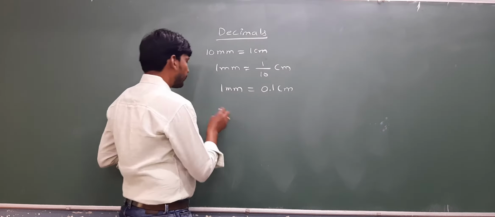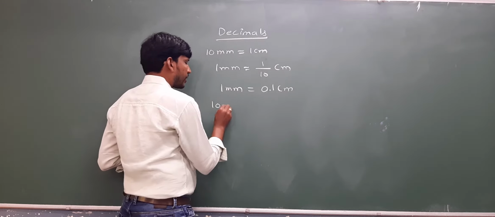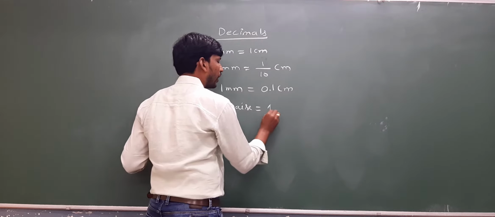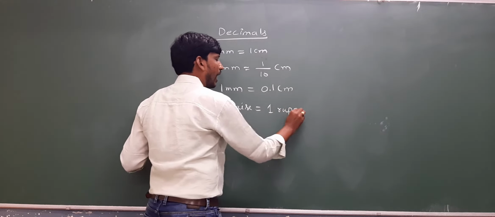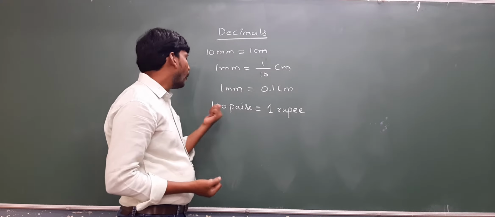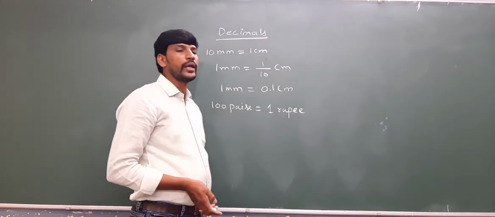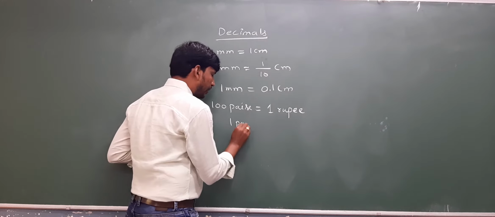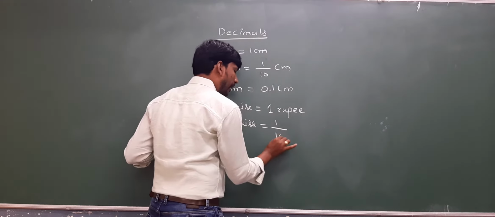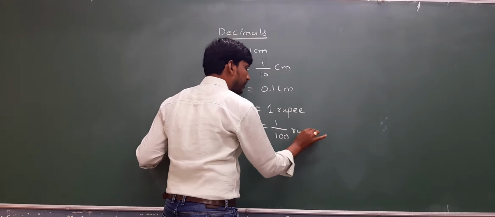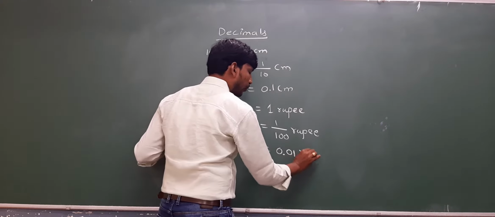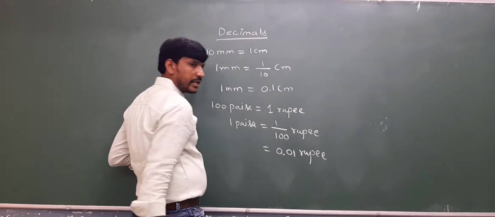The same way, 100 paisa is equal to 1 rupee. I think everyone knows that 100 paisa is equal to 1 rupee. Now I want to write 1 paisa in terms of rupee. So 1 paisa is equal to 1 by 100 rupee, which implies 0.01 rupee. Did you understand here?